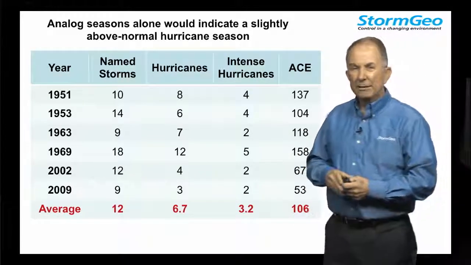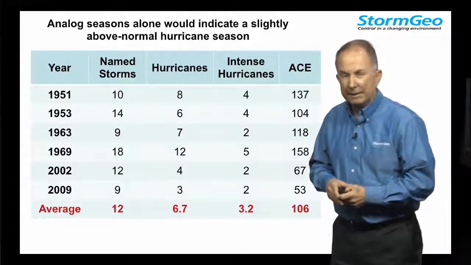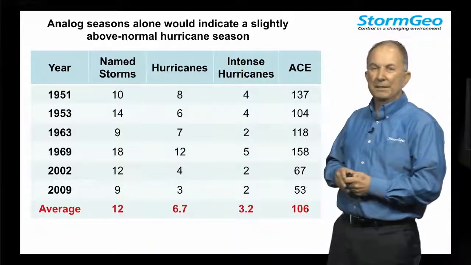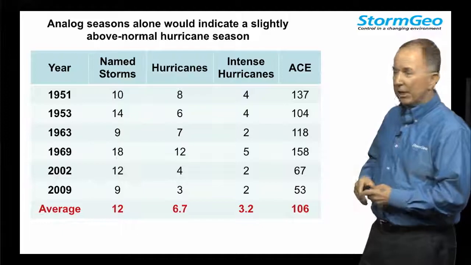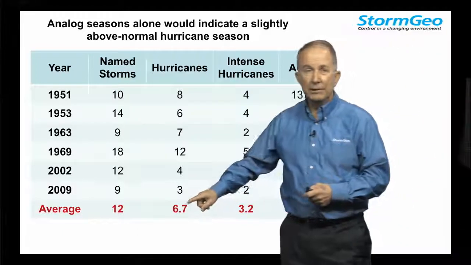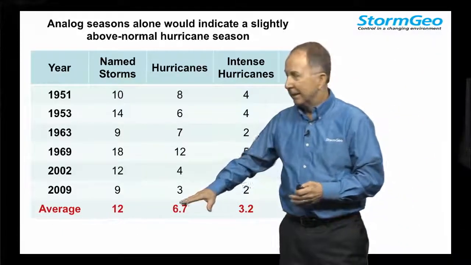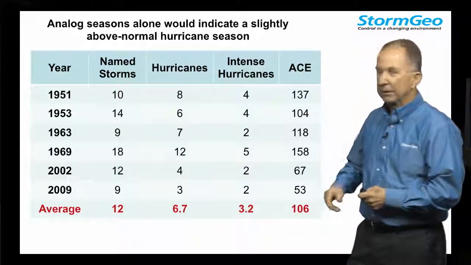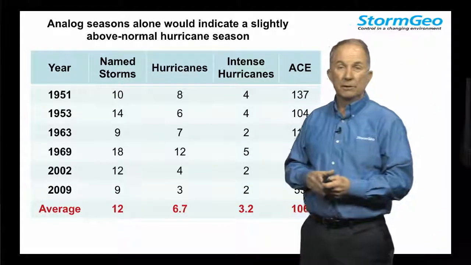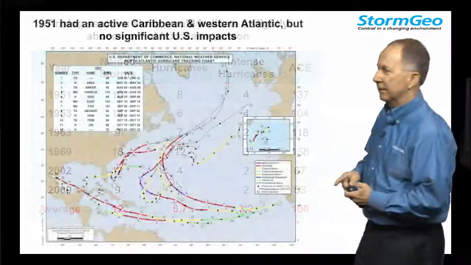So the analog seasons are kind of all over the place and not helping us a great deal in determining the numbers, but on average, if we look at all of them, they're pretty close to a normal hurricane season. About 12, 6, and 2 is normal; 12, 6, and 3 is what the analog seasons would suggest. Let's take a look at some of those analog seasons and see what happened.